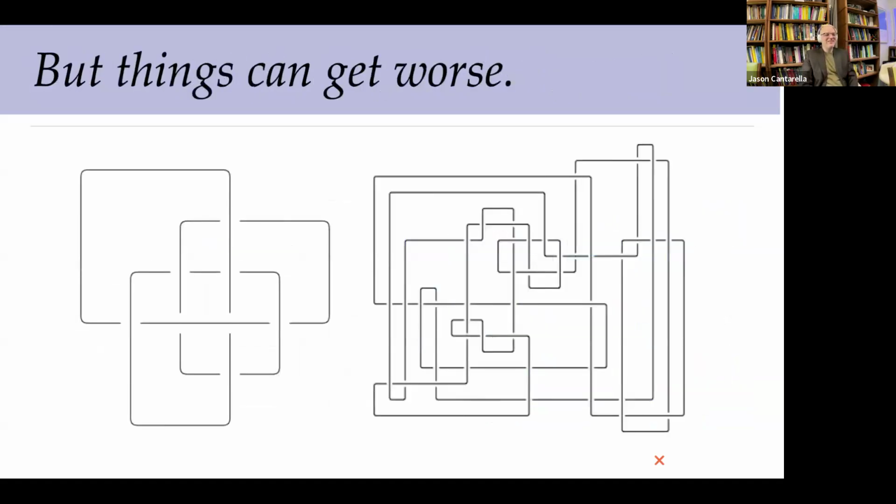Okay, but it can always get worse, right? So here are two more pictures. And okay, one of them is a knot and one of them isn't. And I will stipulate that neither of them has any improving pass moves, right?